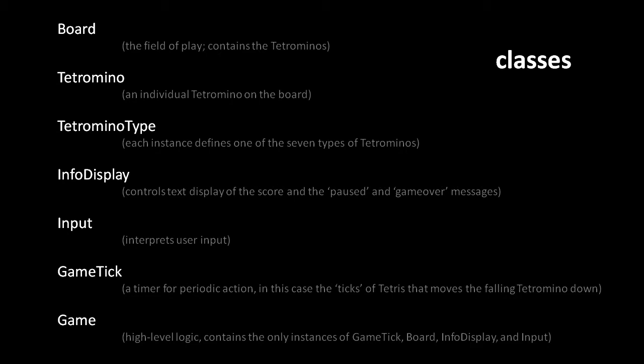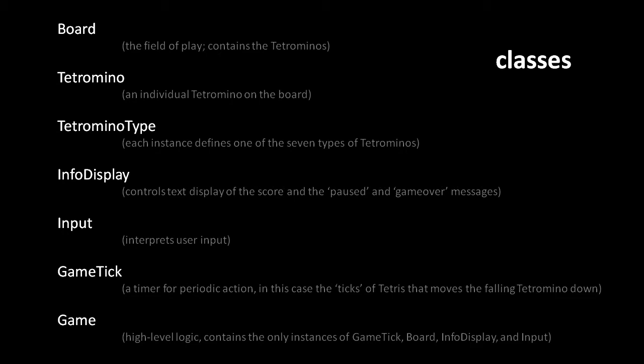Info display displays the text messages, including the number of lines cleared and the paused and game over messages. Input translates the user input events into the game commands, that is, moving the falling Tetramino and pausing the game. Be clear, though, that the actual pausing and moving are done by the game object and board object respectively. The input object is there simply to translate the input events.